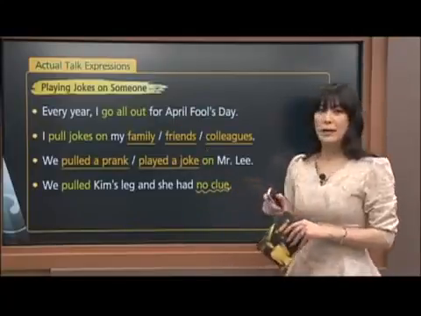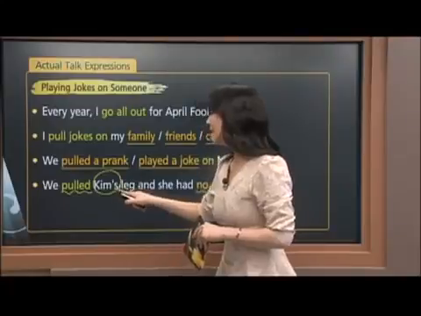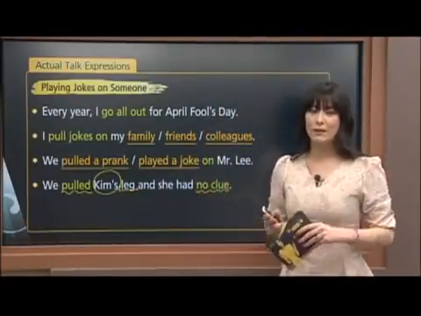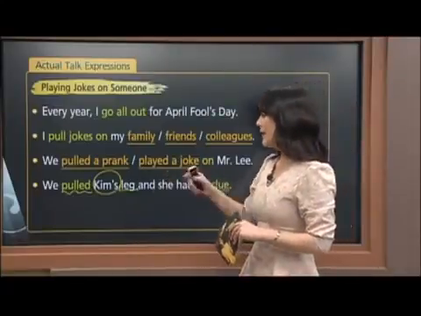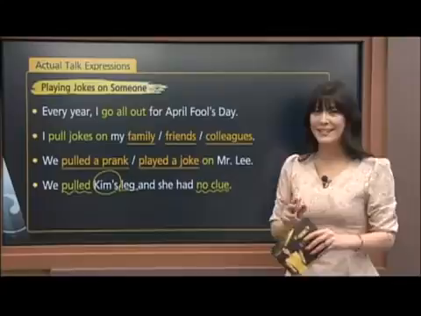We all know what have no clue means. It means to be clueless, totally confused. But take a look at this. Pull somebody's leg. What does that mean? 다리를 당기다? Actually, pull someone's leg means to play a joke on someone, to trick someone, to fool someone. So we pulled Kim's leg and she had no clue. In other words, we played a joke on Kim, but she was clueless. She did not have any idea of what was going on.